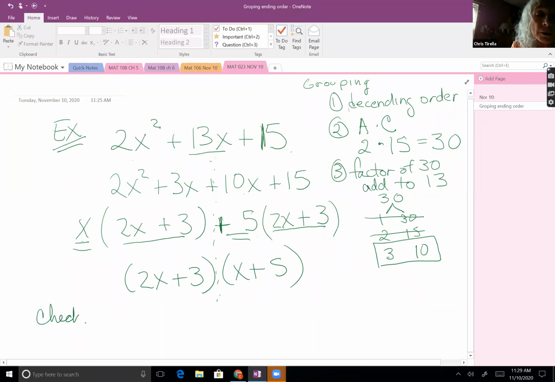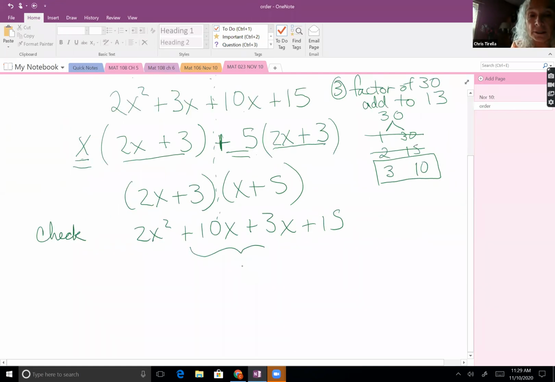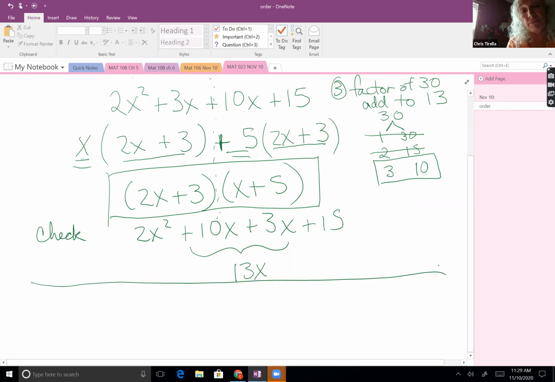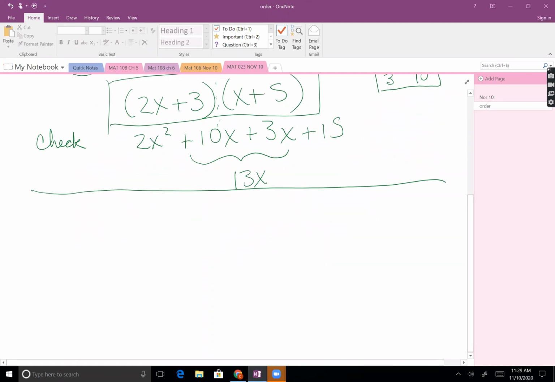And again, I would check by multiplying. First, 2x squared, outer, plus 10x, inner, plus 3x, last, plus 15. And that 10x plus 3x does give me the 13x that I want in the middle. And so I've got it. And that'll be my factor form. What do you think? Good. I do believe there might be some in the homework that ask you to just find the remaining factor.